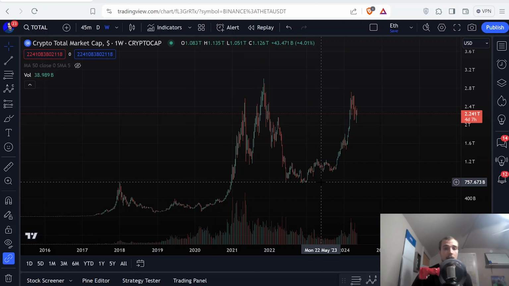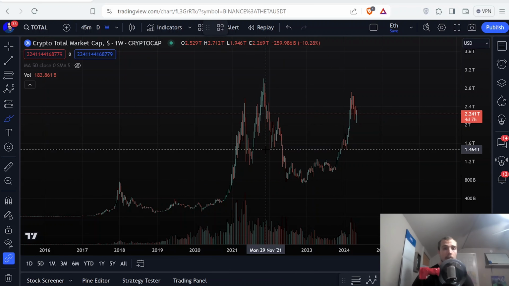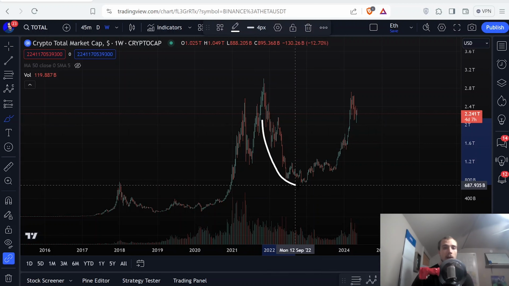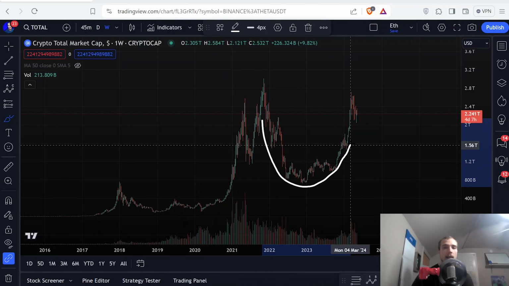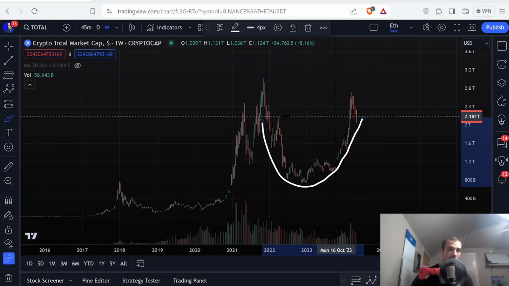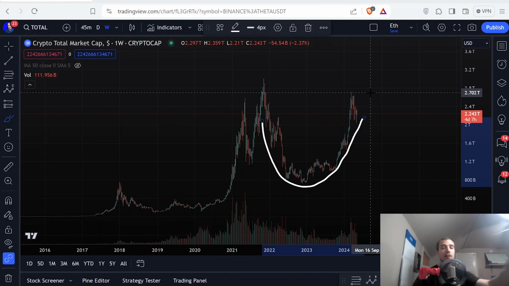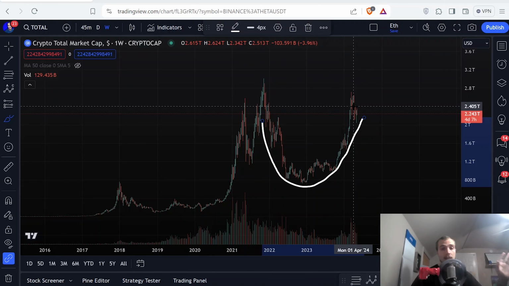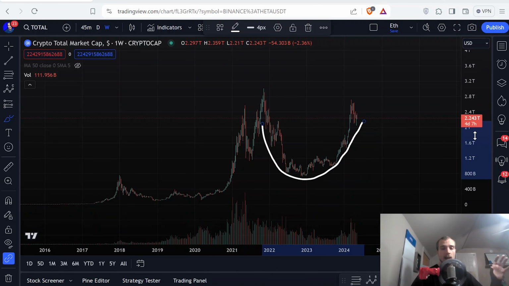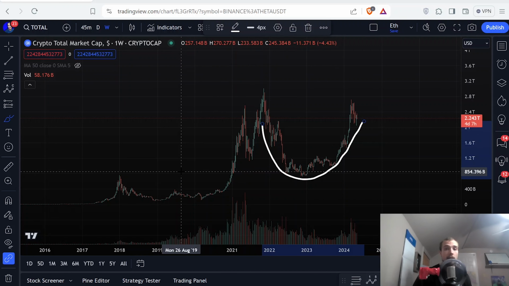The very first thing that you guys can see with the total market cap is this massive rounded bottom. So rounded bottom is one of the most successful, highest probability trading patterns that there is. If you can learn how to spot these in the big picture, you're going to be very successful as an investor. It's a simple pattern. It's easy to see. It's easy to learn.